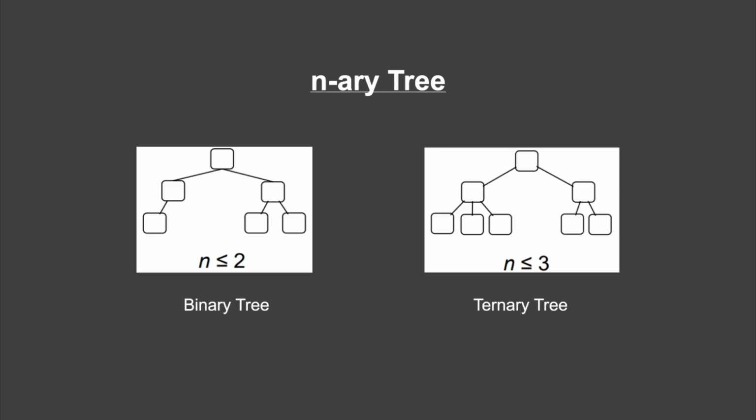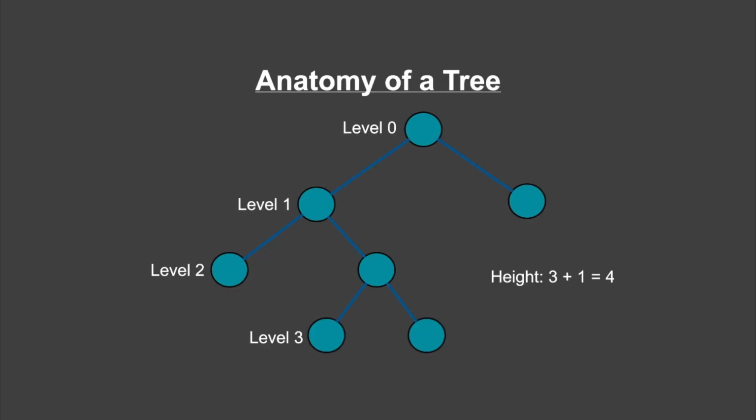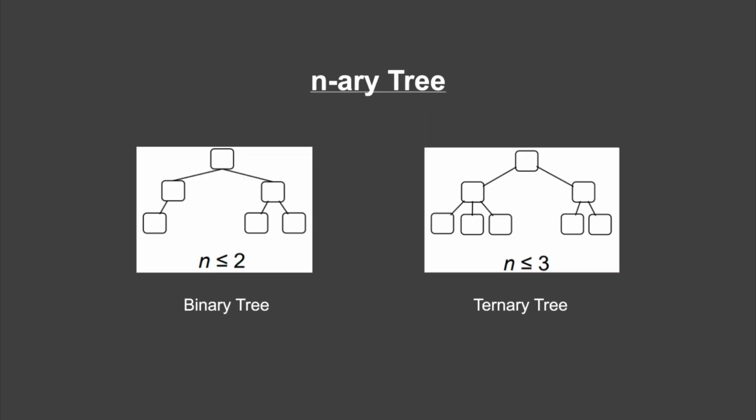Additionally, a tree with a maximum of n children is called an n-ary tree, so the tree on the left has a maximum of 2 children per node, and that's why it's called a binary tree, and the tree on the right has a maximum of 3 children, so it's called a ternary tree. So the tree from before is also a binary tree, because it also has a maximum of 2 children per node. Also, we call a tree ordered if the nodes are arranged in any sorted order.